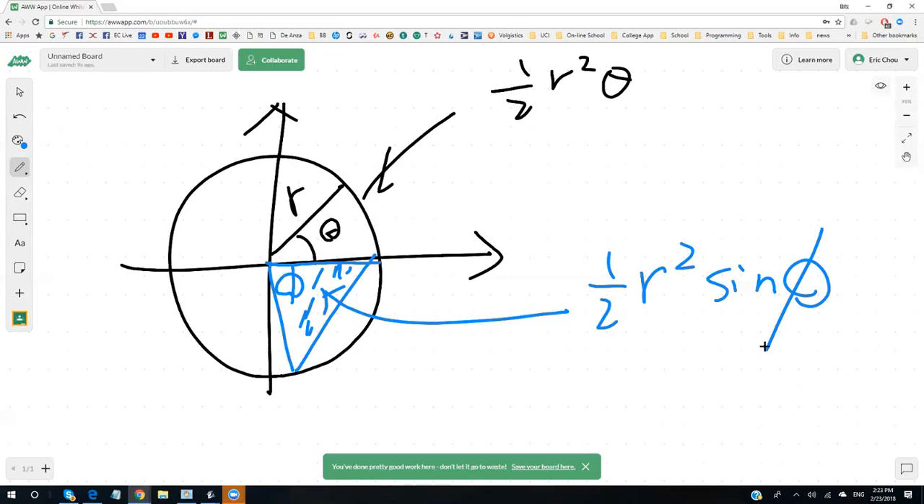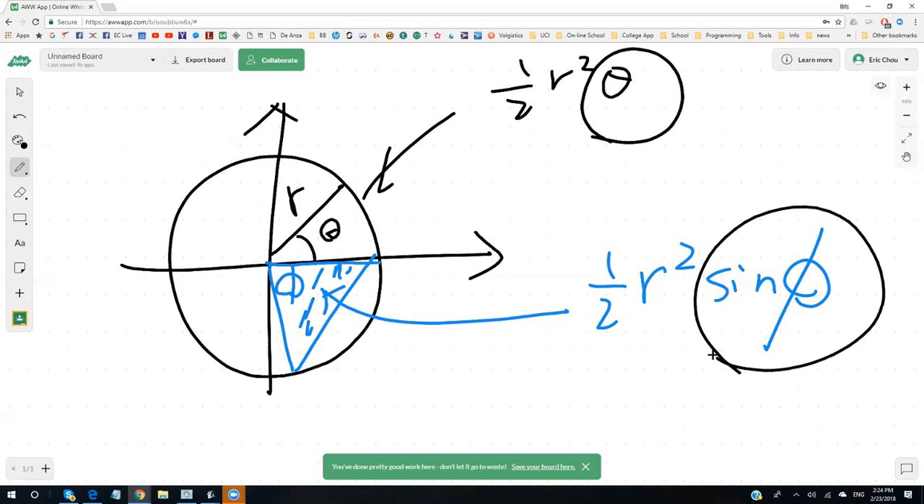Yeah? What was that? The area of the part inside the chord. Wait, is the circle with the line through it the same thing as theta?